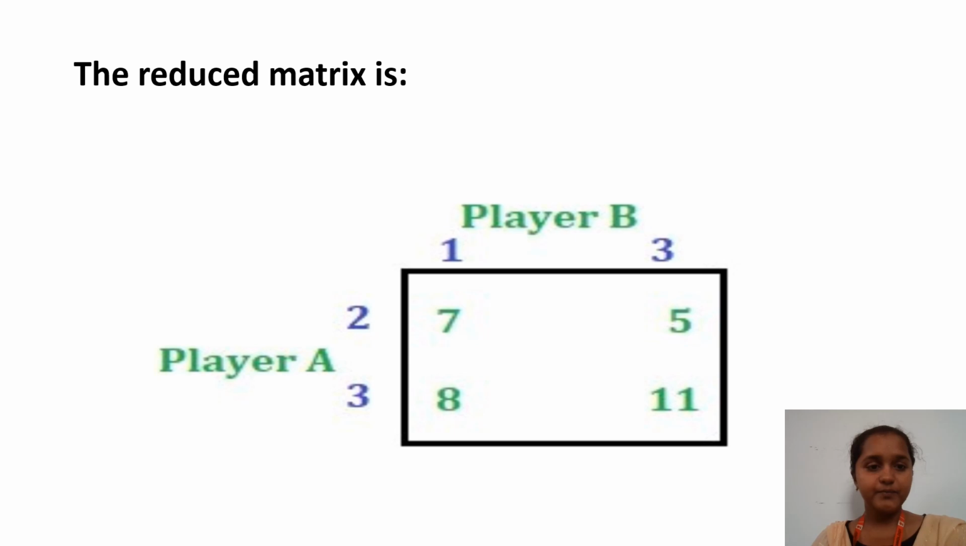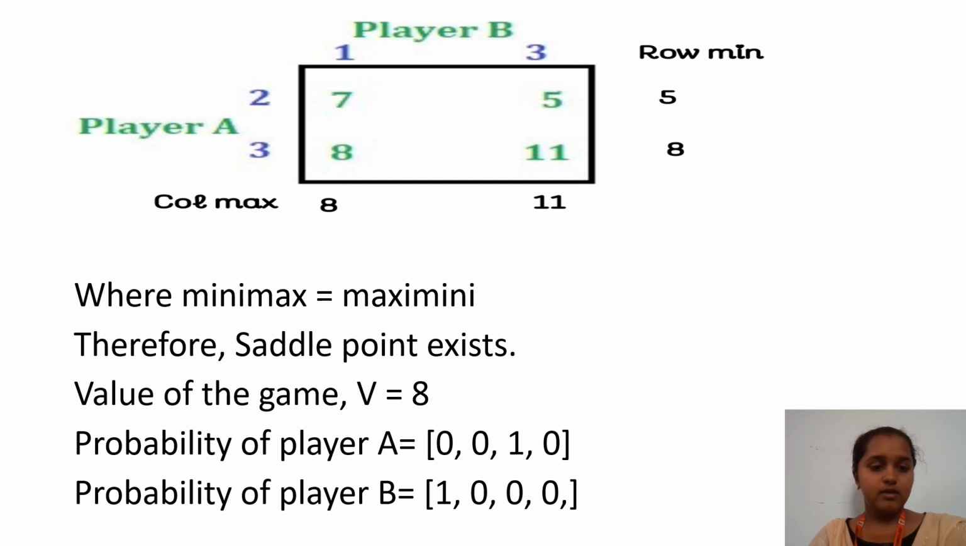Then moving to the next slide, the reduced matrix is 7, 5, 8, 11. Here we identify the row minimum and column maximum. From the first row, we obtain the row minimum is 5. We compare these two elements 7 and 5. Here the minimum value is 5, so we consider 5 as the row minimum for the first row, and similarly for the second row 8 is the row minimum. And we check the column maximum. Here we take the maximum value of the column, so we get 8 as the first column maximum. Next we get 11 as the second column maximum.